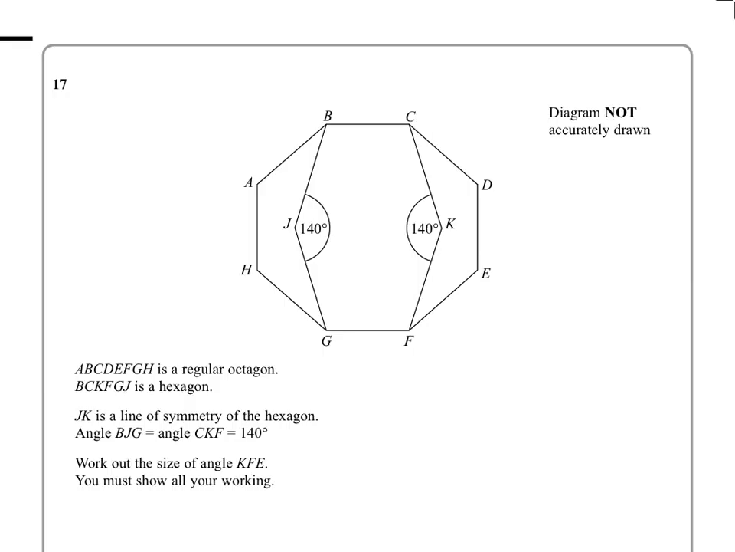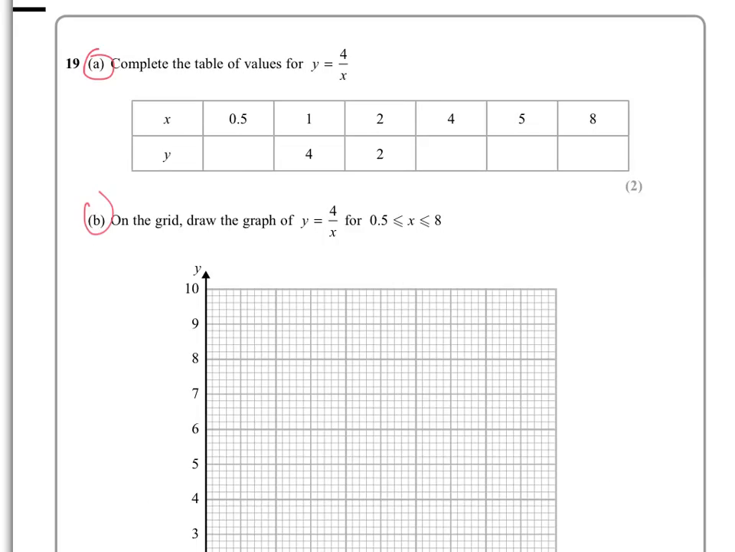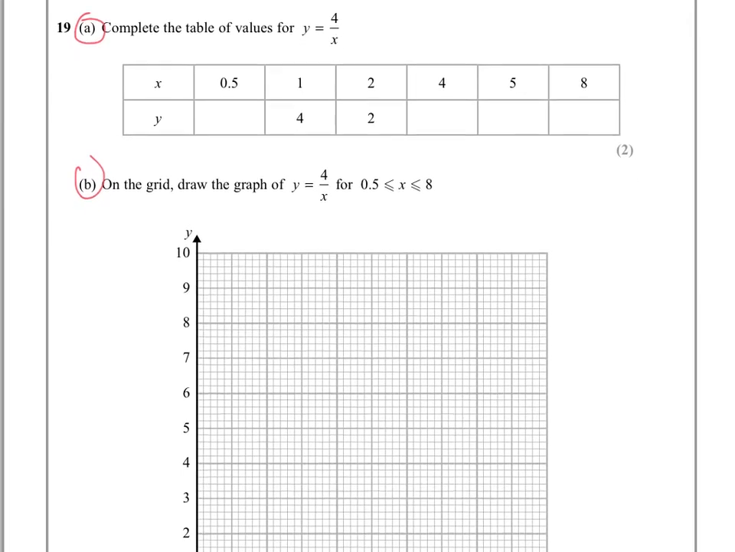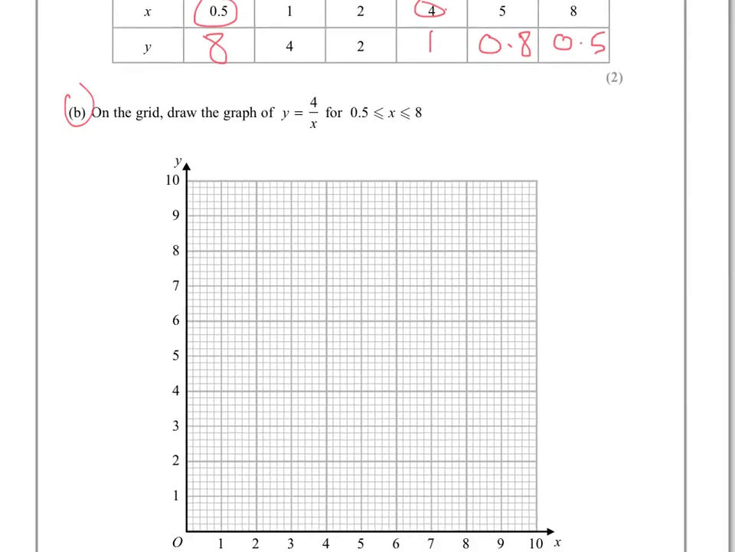Okay, we're getting towards the things which we're not going to have a look at now. So 17, 18, going to miss these ones out. 19, though, even though it's quite late in the paper, this is something that we can do. Remember, all we've got to do is take the numbers here and substitute them into this thing. So this is 4 divided by the x value. So 4 divided by 0.5 is going to be 8. 4 divided by 4 is going to be 1. 4 divided by 5 is 0.8 or 4/5. And 4 divided by 8 is a half or 0.5.